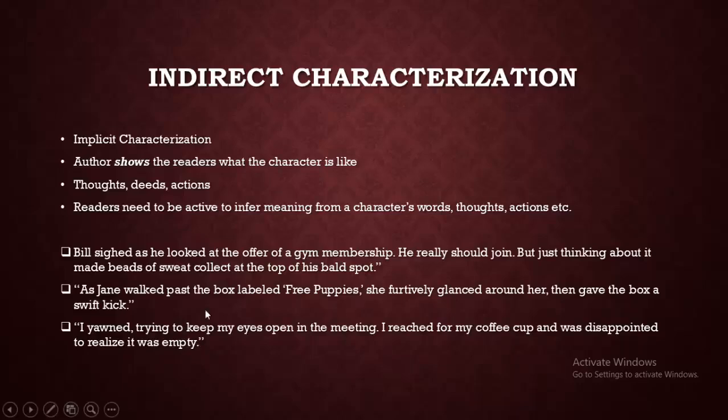So you can see here the writer has not said that Jane was a cruel person. The writer has presented an action of the character, and we have guessed that this is a bad character, this is a very bad action, this is a cruel action. And similarly, we have another example. I have left it for you to read and guess the meaning by yourselves.